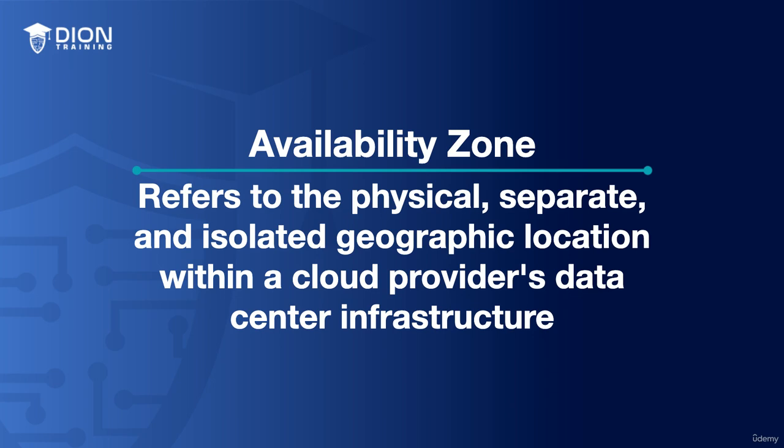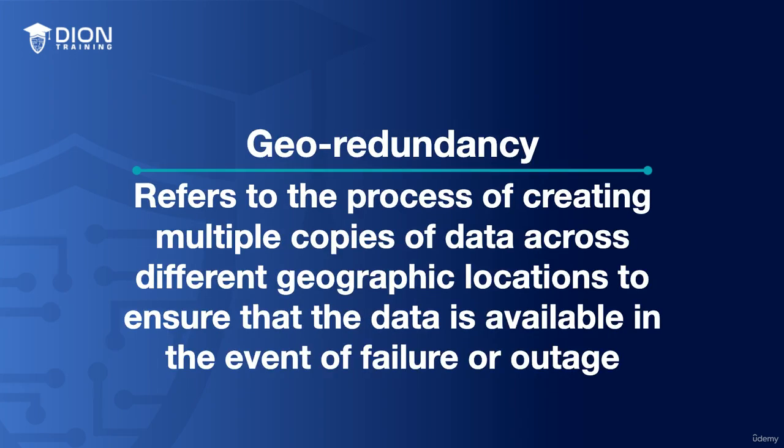Now, this brings us to the concept of geo-redundancy, and geo-redundancy refers to the process of creating multiple copies of data across different geographic locations to ensure that the data is available in the event of failure or outage in one of these other locations. This geo-redundancy allows you to place your data across multiple regions, and by doing this, you can also help comply with data sovereignty regulations because you're ensuring data is stored in the appropriate geographic location. For example, I might store all of my European customers' data in a European data center and all of my American customers' data in a US-based data center.